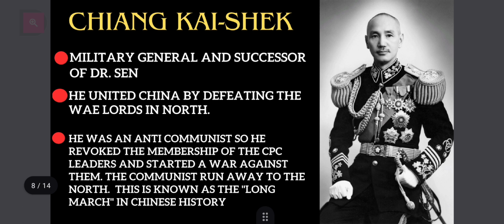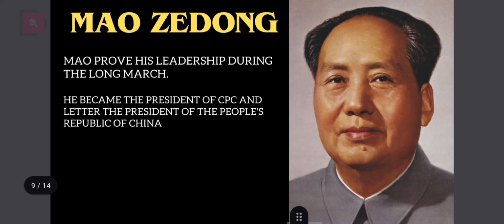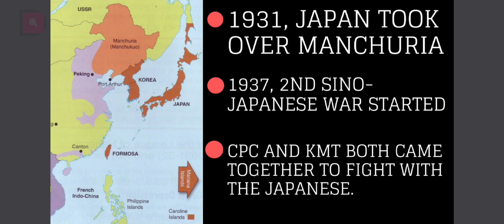They walked for 10,000 kilometers north. This was known as the Great Long March in Chinese history. During that time, Mao Zedong proved his leadership in the CPC, and that's why he became the first president of the People's Republic of China later. In 1931, Japan took over Manchuria. Now look at the map. Japan was controlling Korea and the Formosa Island. The Formosa Island, which was destined to become Taiwan later.